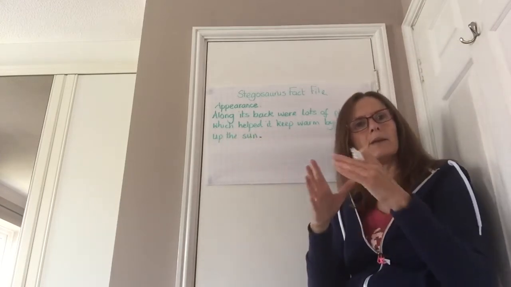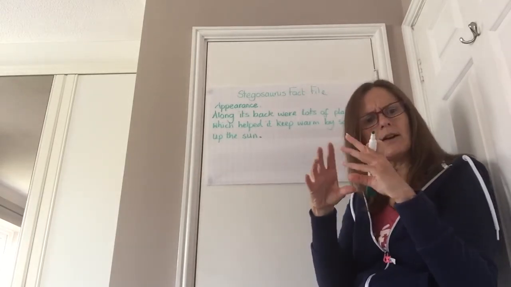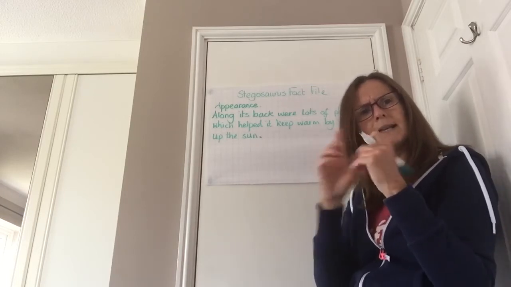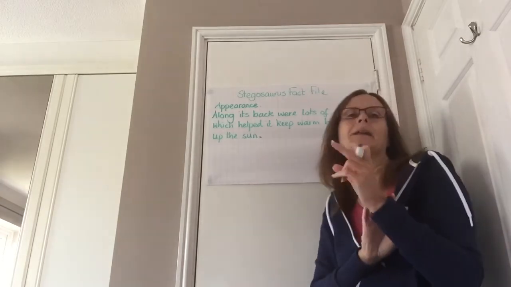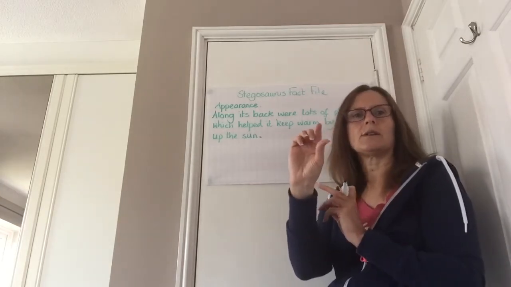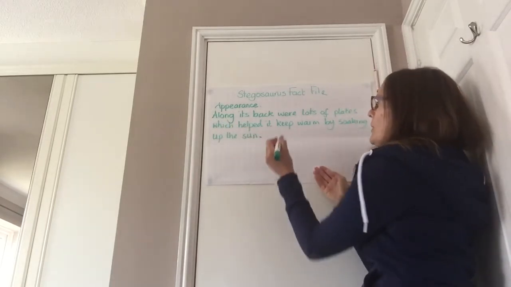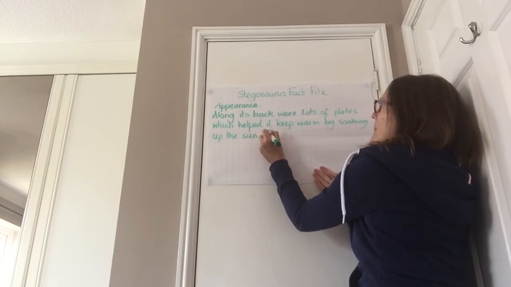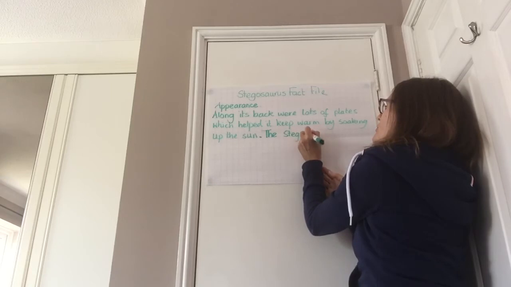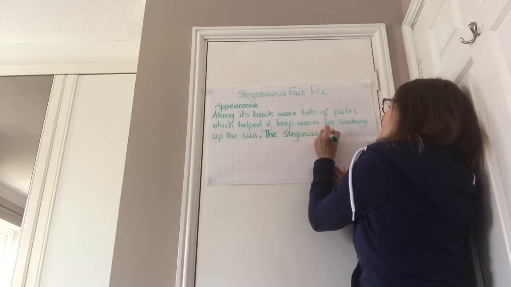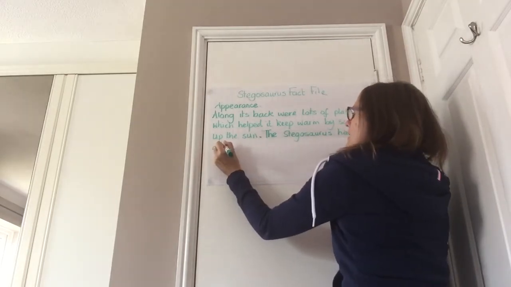Then I'm going to write something else now. It also had, as long as those plates, a very long body and it had a very tiny head. I'm going to write about its head, and something else that was inside its head that also made me laugh was about its brain being the size of a walnut. So about that sort of size, so very, very small. Let me have a think. So this time I'm going to put the Stegosaurus had a tiny head.